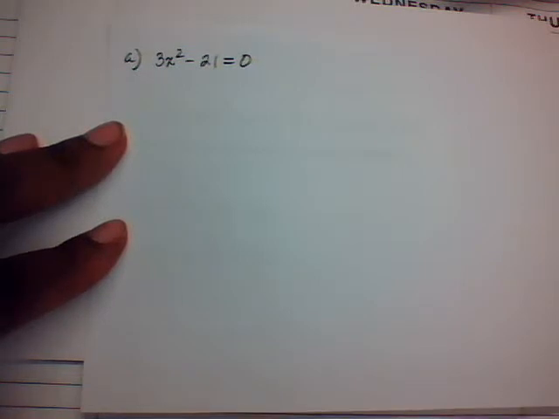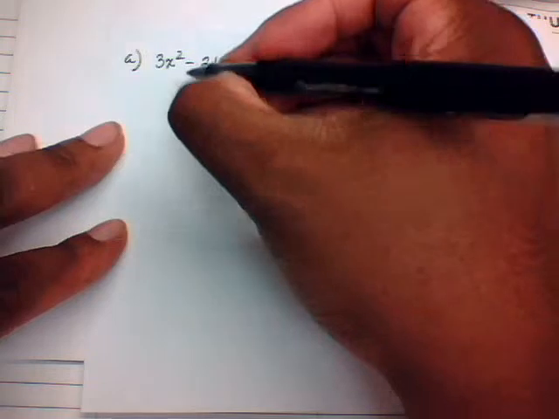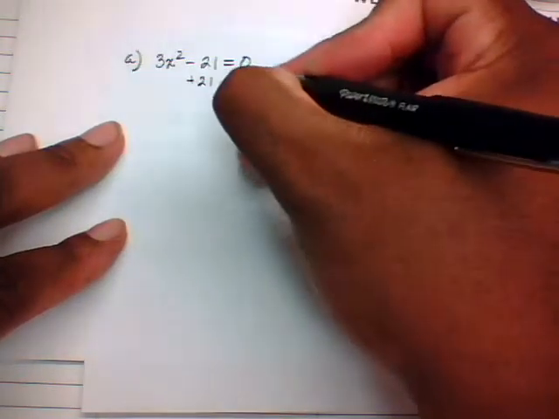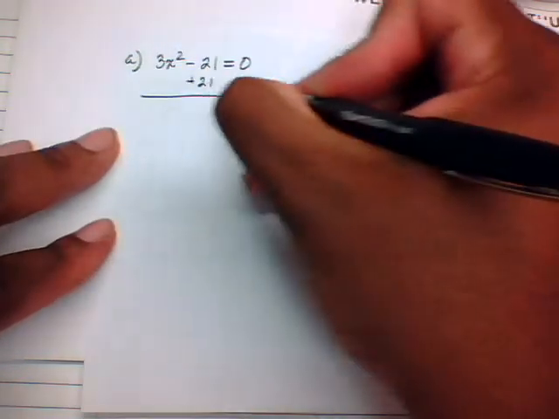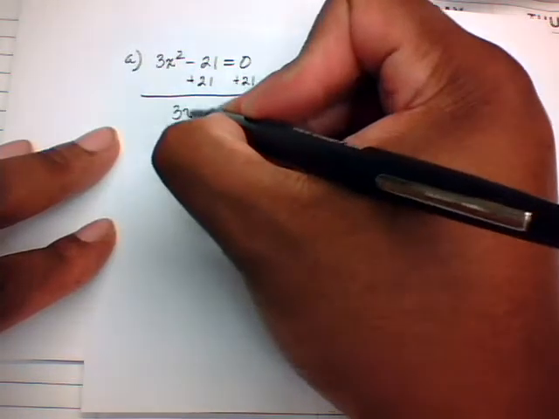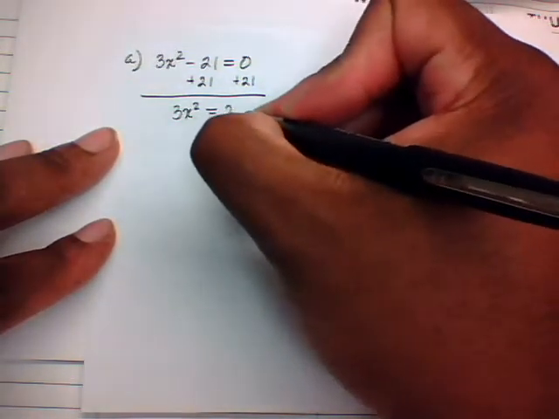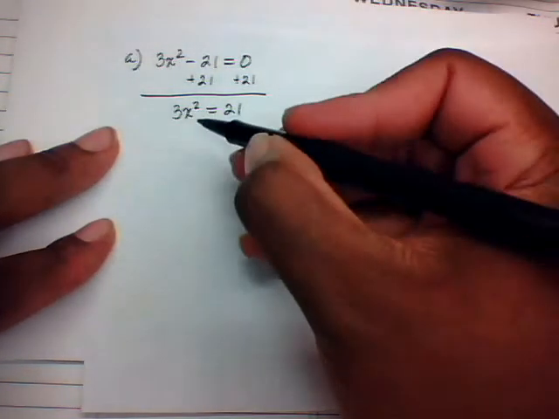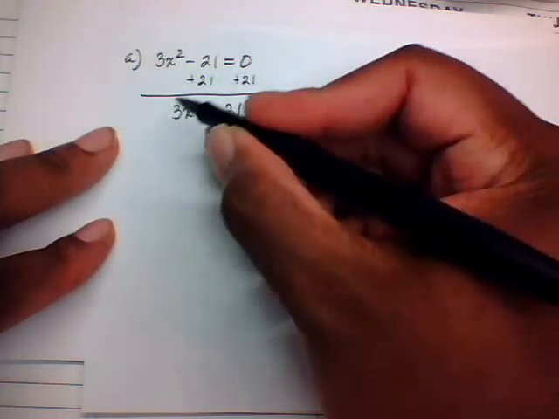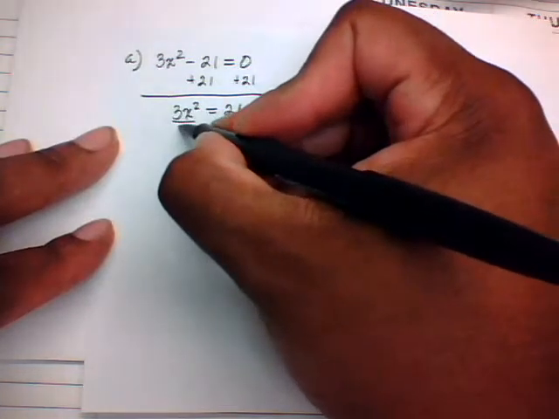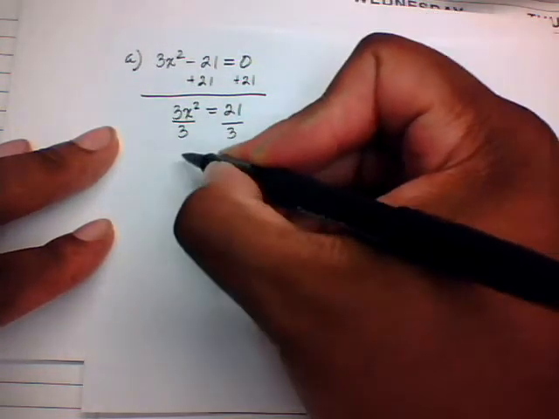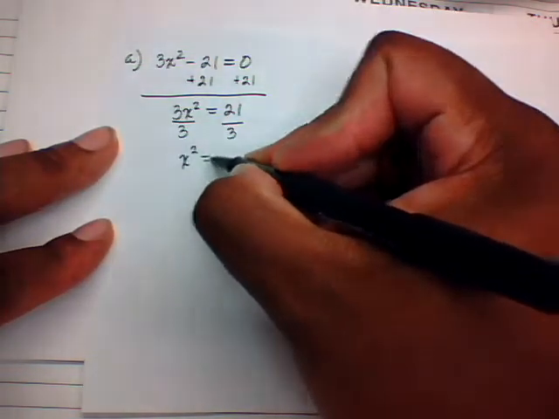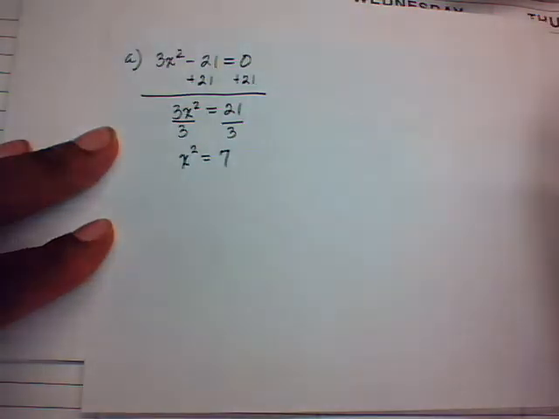And in this case here, we want to get the x squared by itself. So let's get rid of the minus 21 by adding 21 on both sides. So here we're going to have 3x squared is equal to 21. And we still want to get the x squared by itself. It's being multiplied by 3, so let's divide by 3. So that means we're going to have x squared is equal to 7.